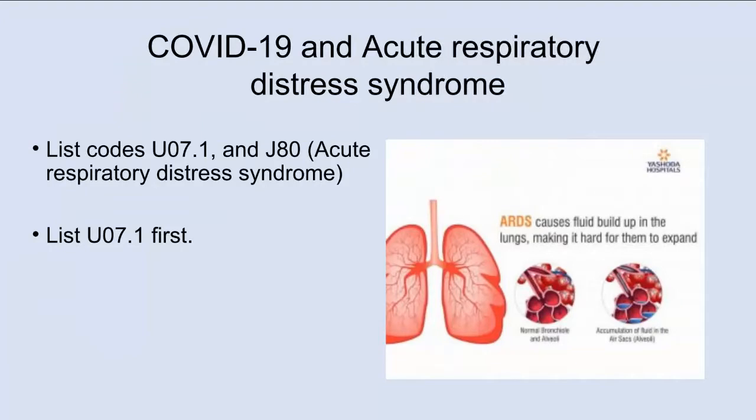Okay, COVID and acute respiratory distress syndrome. In this case, again, U07.1 first and then J80.